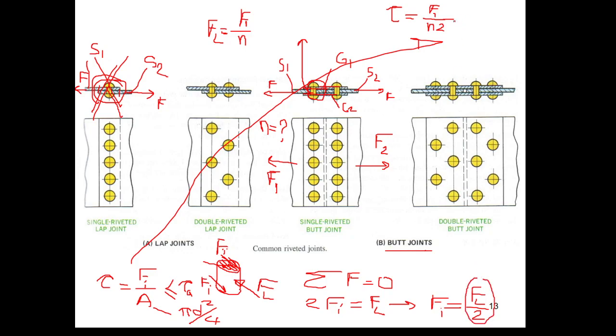Yes, this is the magnitude of the internal force system at one of the cross sections. Okay, and then divided by A. A is pi times d squared over 4, where d is the diameter of the rivet. Or write the 4 at the numerator.